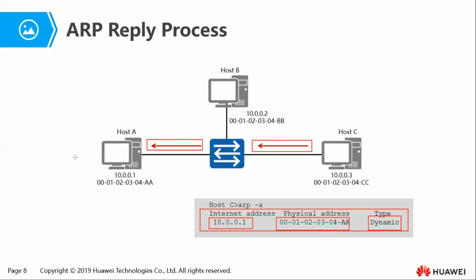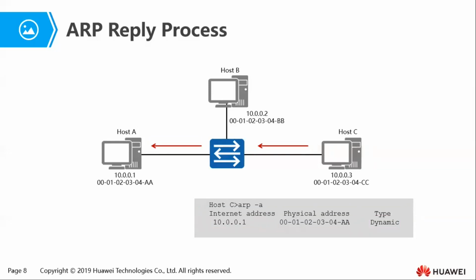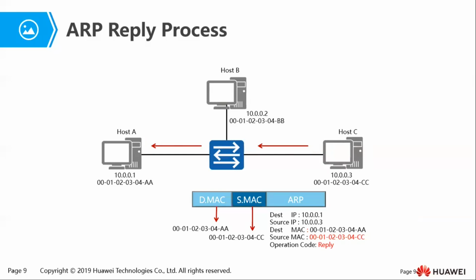So please remember, the request was a broadcast. Everyone was receiving it. But an ARP reply is a unicast message. So that's a very common question in the exam.